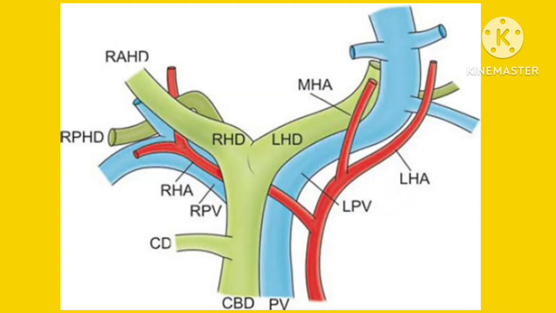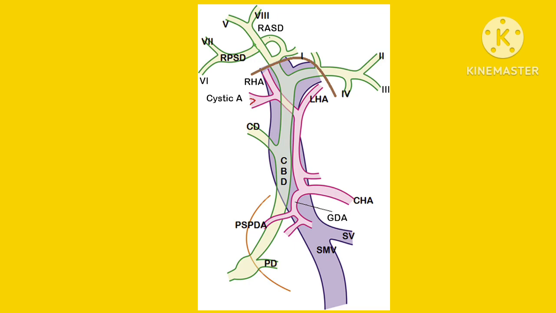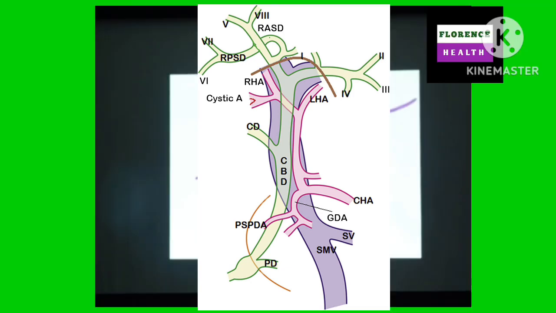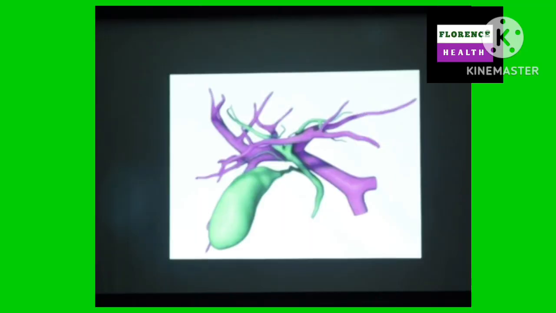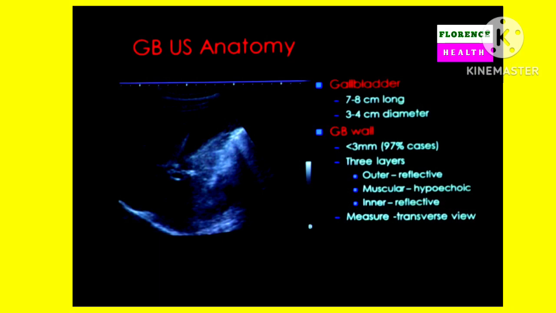Now let us discuss the relation between the right portal vein, the gallbladder and the main portal vein. Remember, these three structures are perpendicular to each other, meeting at 90 degrees. So when I cut this structure, only two structures are visible at a time; the third one is not visible in the same plane.